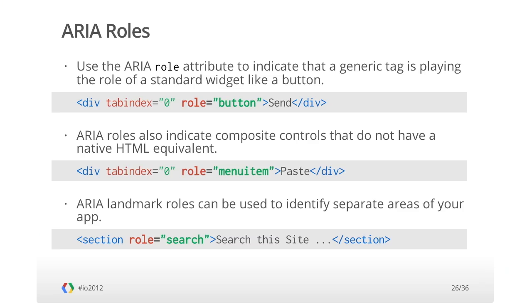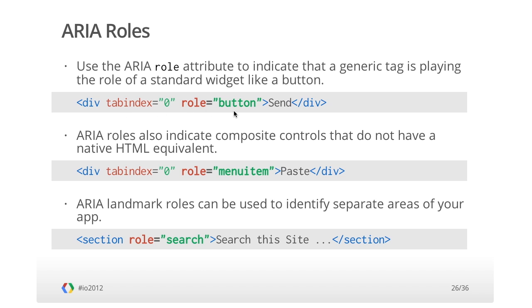So let's talk about ARIA roles. There are two categories of ARIA attributes, ARIA roles and ARIA states and properties. The role attribute is static. It indicates that this generic tag is behaving a certain way. So in this example, this div here is going to be behaving like a button. It's taking on the role of a button. So the ARIA attribute on this div is role equals button.